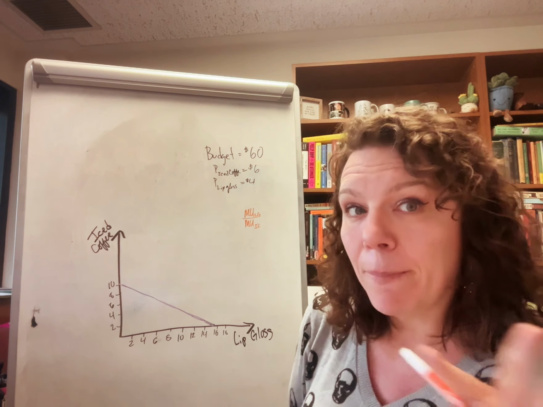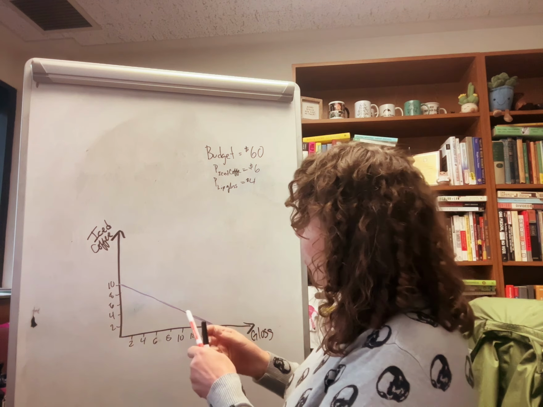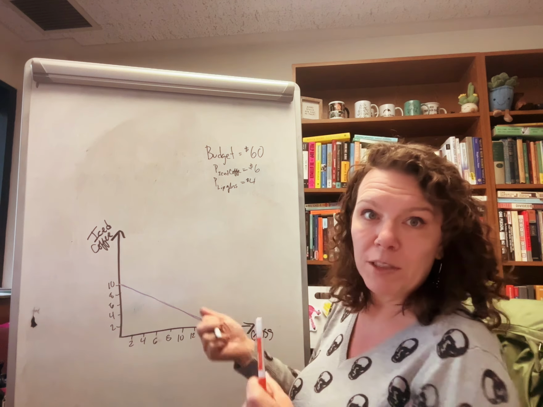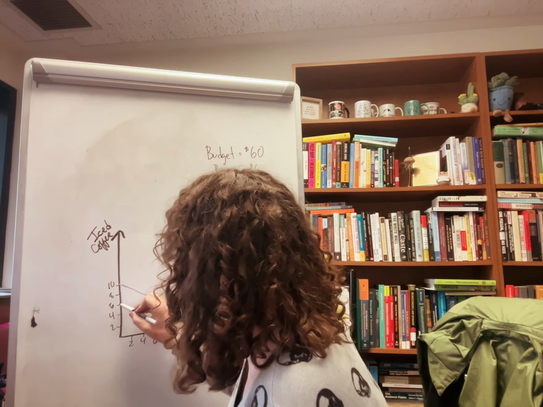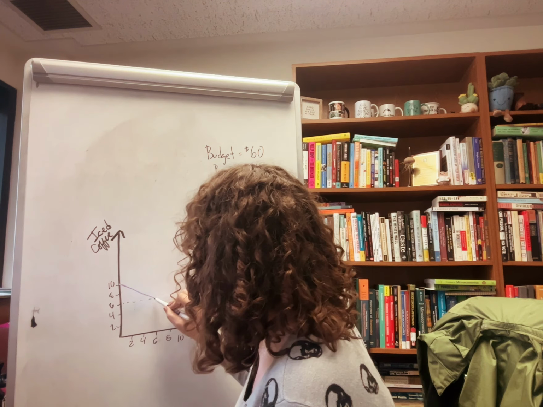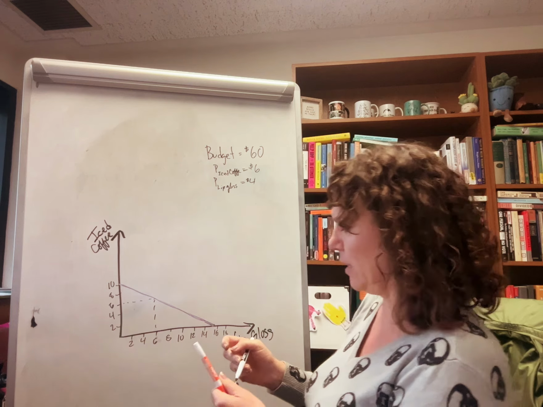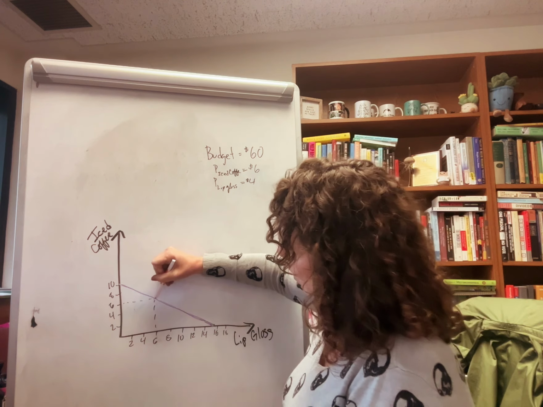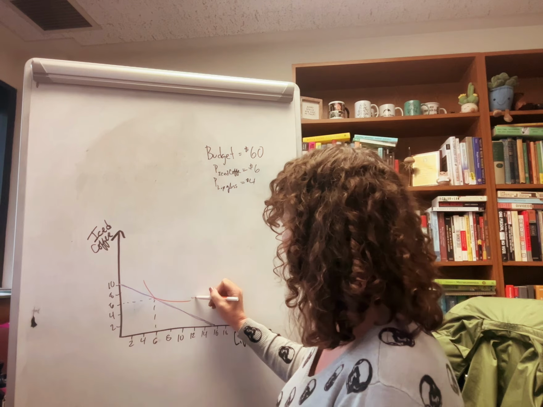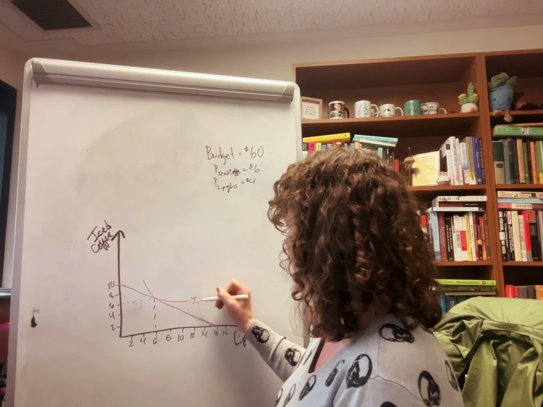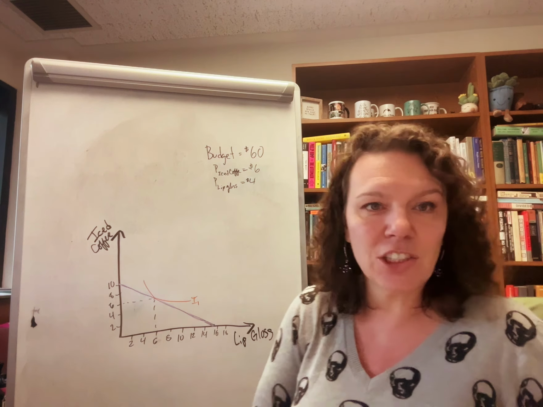So let's say our optimal bundle right now is going to be 6 and 6. We want 6 iced coffees and 6 lip glosses. And we draw a little indifference curve here that demonstrates those trade-offs. We're going to call that I1. And that's a basic, straightforward model.